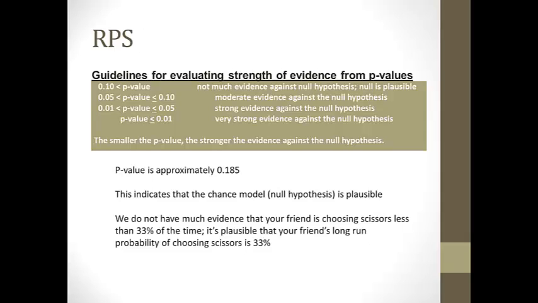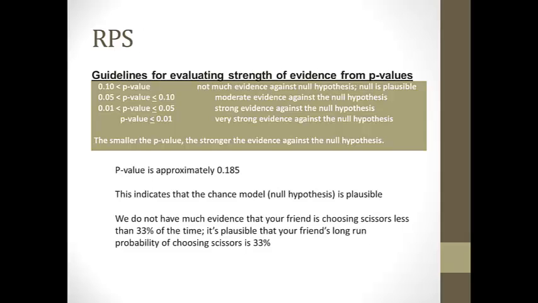P-values greater than 0.1, not much evidence against the null hypothesis, the null is plausible. Between 0.05 and 0.1, that's moderate evidence against the null. Between 0.01 and 0.05 is strong evidence against the null. And less than 0.01 is very strong evidence against the null hypothesis. This fits the general trend. Essentially, the smaller the p-value, the stronger the evidence against the null hypothesis.